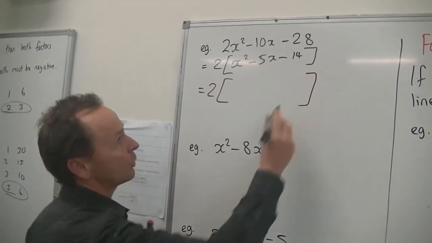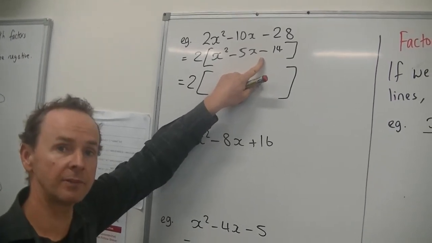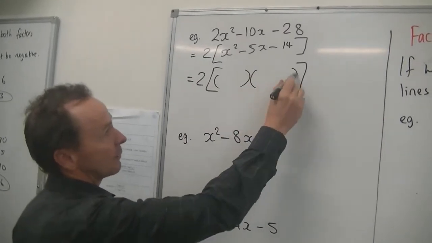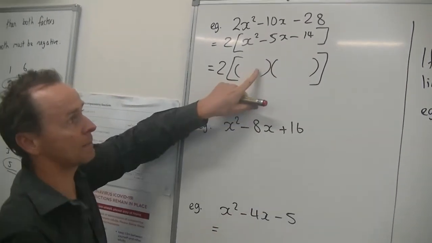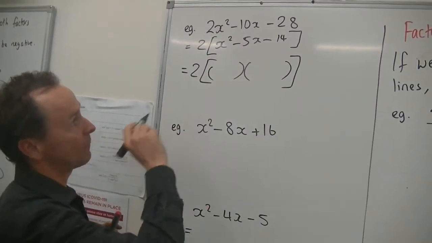Okay, and what you notice about this time, the last term is a negative. We haven't done one of these before. But when you remember the last 2 terms in the brackets, how are we going to end up with a negative number? One must be a plus and one must be a minus. So this is a new type of question.